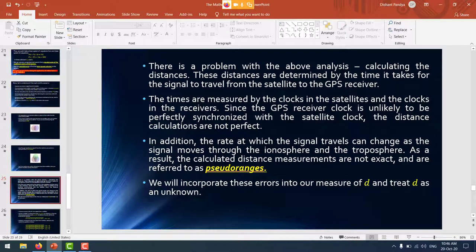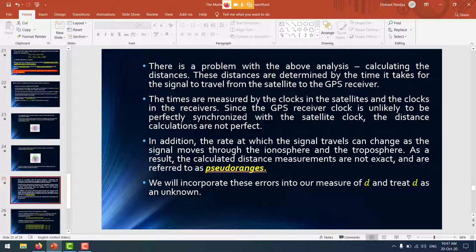So here, now the problem is calculating the distance. Distances are determined by the time it takes for the signal to travel, that already we discussed, okay. But what are the pseudo-ranges that come into the picture here? The reason behind this, in simple language, is that some errors occur here also, and there might be n number of reasons. The first reason is that when your signal travels, it moves through the ionosphere and then the troposphere, and then it comes to you. Okay, so if there are some disturbances, then definitely you are not having the actual position. Okay, so that may vary.